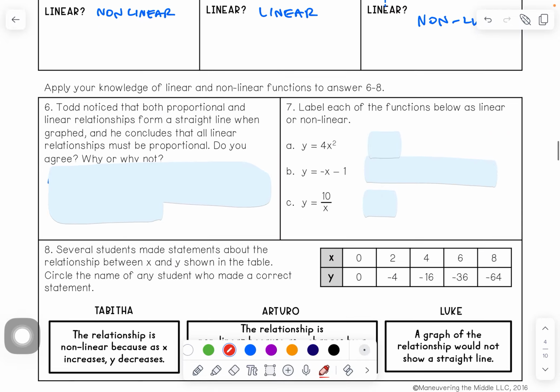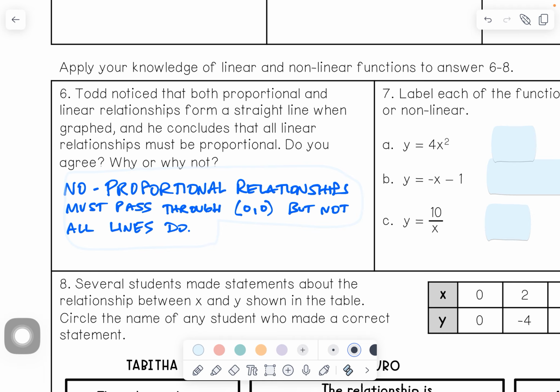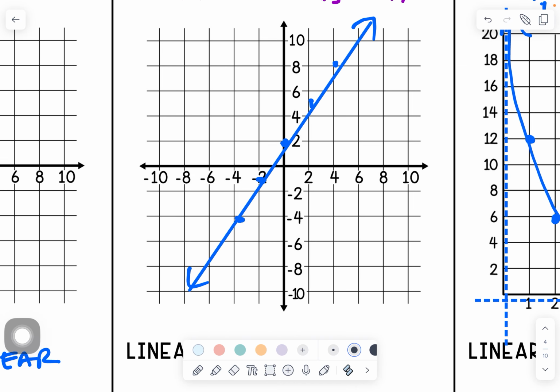All right, so down here, Todd noticed that both proportional and linear relationships form straight lines. Are they exactly the same? Are all linear relationships proportional? The answer is no. Okay, to be proportional, they have to go through 0, 0, but not every line goes through 0, 0. Look at this line up here. It doesn't go through 0, 0. It's not proportional.